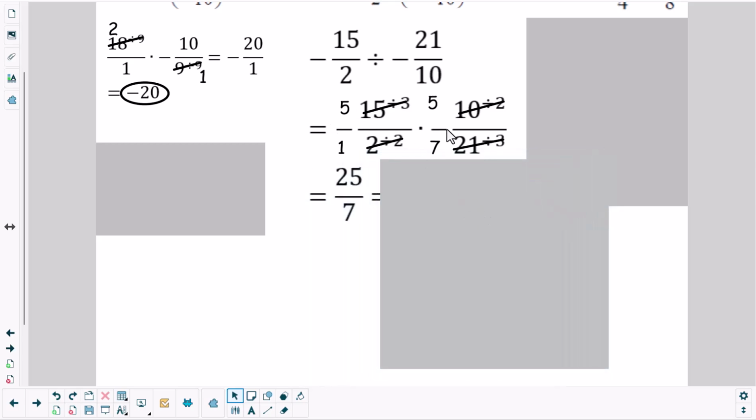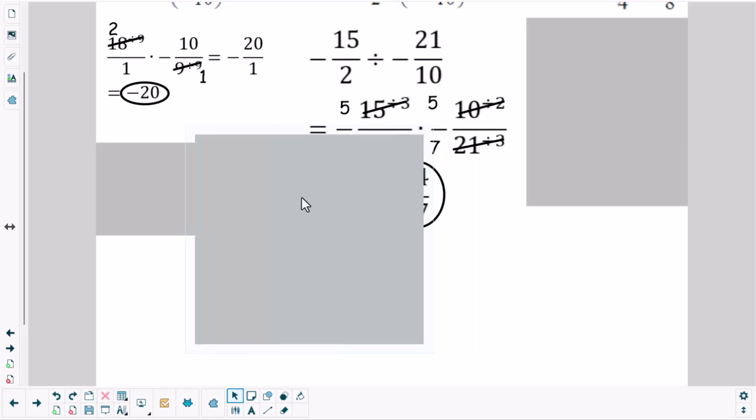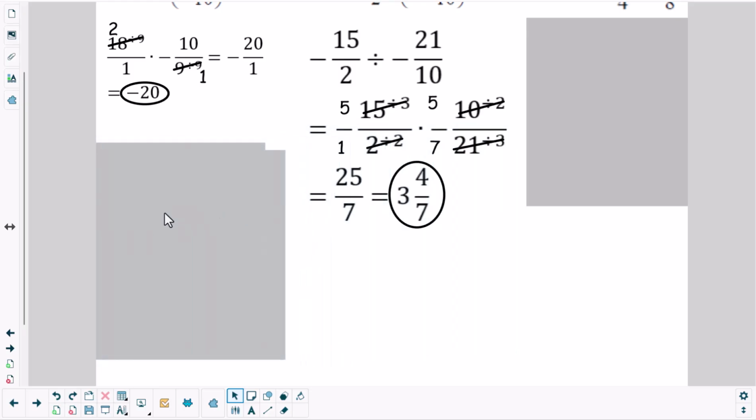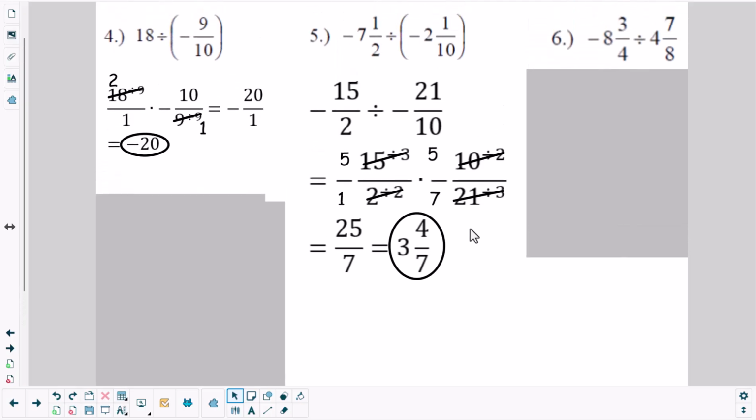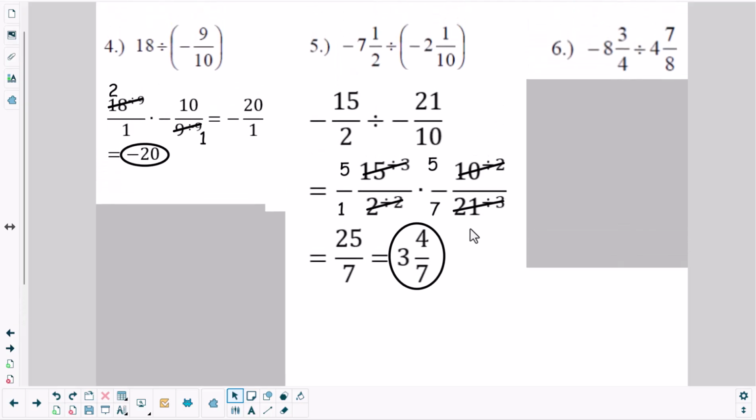Negative times a negative is going to get us a positive, or negative divided by a negative will get us a positive, 25/7. 7 goes into 25 3 times to get us to 21, and that will leave us with a remainder of 4. So we will have 3 and 4/7 for our mixed number. Keep in mind, in our multiplying rational numbers video, I also did long division for this, so you could use long division as well.